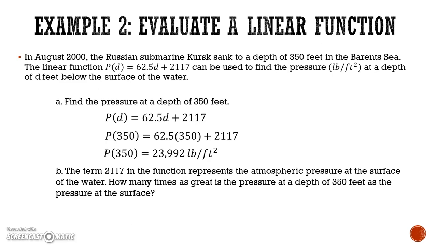Okay. The term 2,117 in the function represents the atmospheric pressure at the surface of water. How many times as great is the pressure at a depth of 350 feet as the pressure at the surface? So we're going to divide the pressure at 350 feet below the surface by the pressure at the surface. The pressure at the surface is if d was 0. So the pressure would therefore be 2,117.